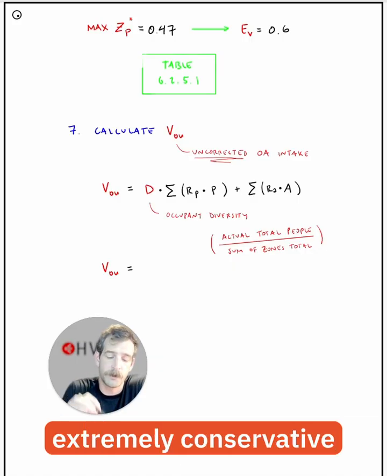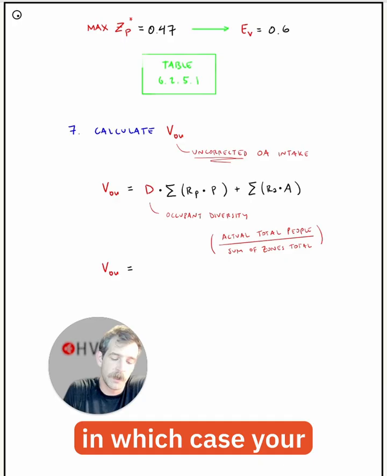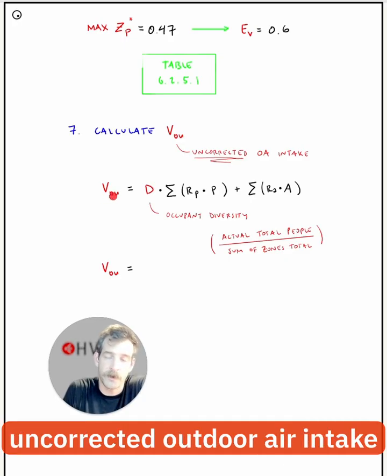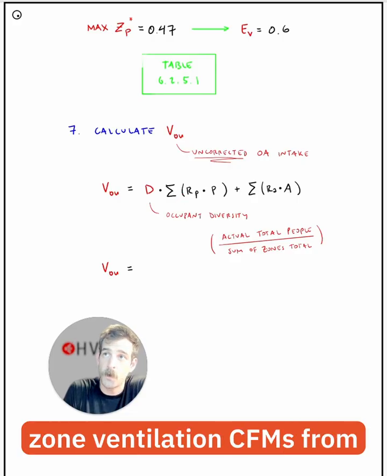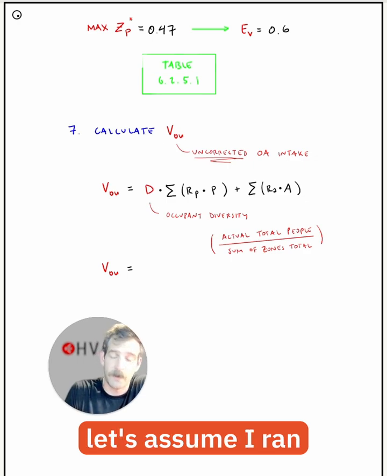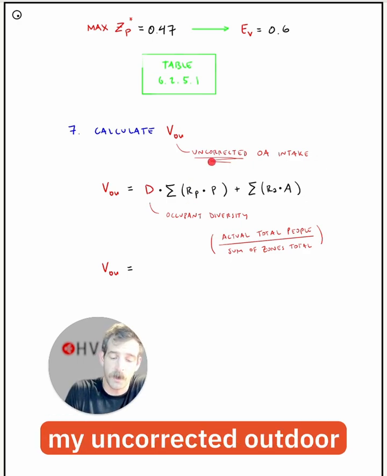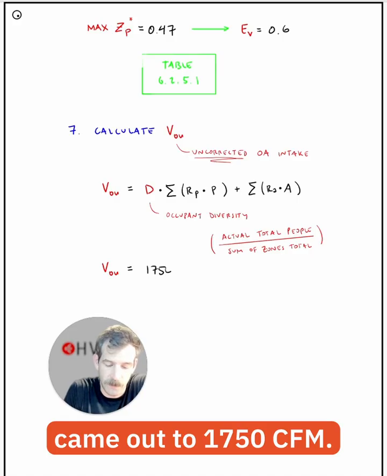If you're being extremely conservative with this calculation, your occupant diversity can be 1, in which case your uncorrected outdoor air intake for your system can be equal to the sum of your zone ventilation CFMs from step 1 in this video. To continue this demonstration, let's assume I ran this calculation and my uncorrected outdoor air intake for my system came out to 1,750 CFM.